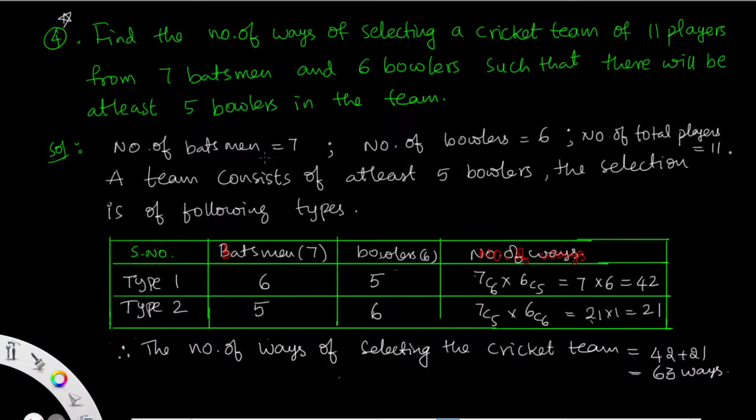So the condition to be applied is that the number of bowlers must be 5 or 6. With at least 5 bowlers, we have to select 5 or 6, and in the other way 6 or 5. It may be 7 but the maximum here is 6 only, so don't take beyond the maximum. Type 1 and type 2 together give the total. Then calculate, add the values, and you get the number of ways to have at least 5 bowlers in the team, that is 63 ways. This is the way of writing.